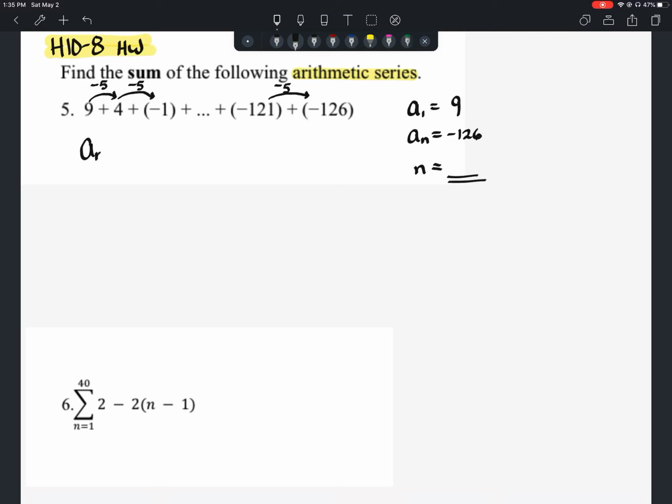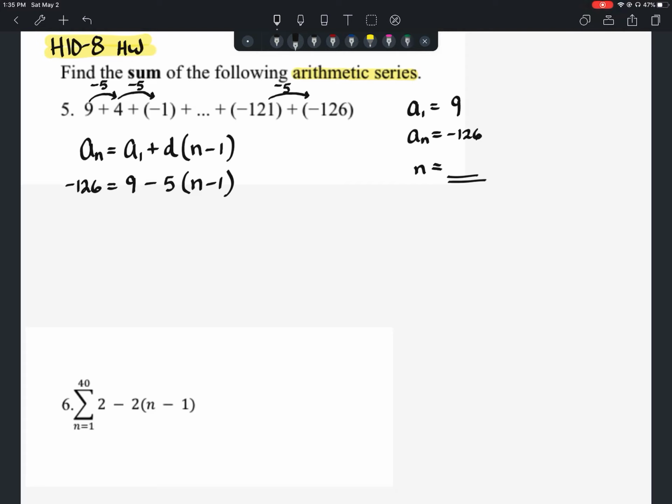We're going to say a sub n is going to equal our first term plus our common difference times the quantity of n minus 1. So let's take it here. Let's plug in our nth term, negative 126. Should equal our first term, 9. And you can put plus negative 5 here or minus 5. Either one would work. Times n minus 1.